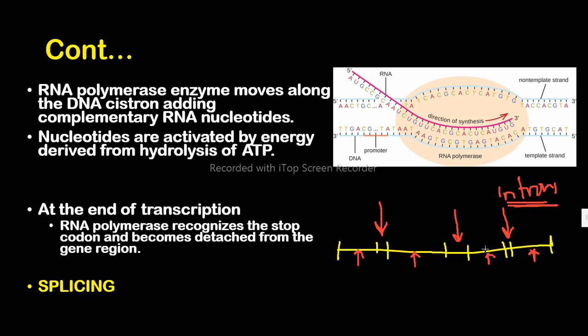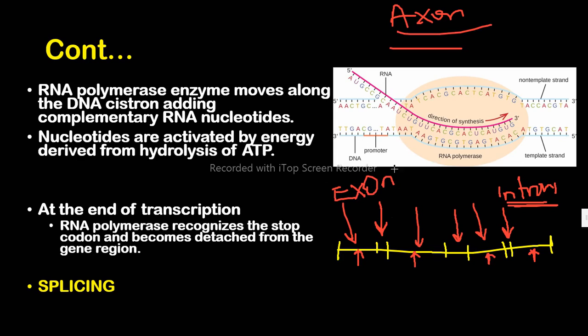And then these coding regions, here, here, and here, these coding regions are known as exons. Not axon, but exon. Axon is this, axon. But this is exon. So this is the spelling. The spellings are different. So the coding regions are known as exons, and the non-coding regions are known as introns.